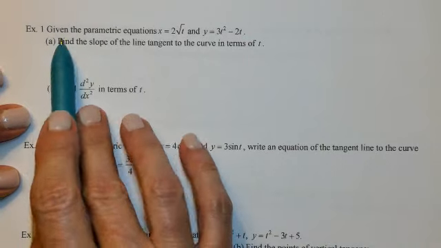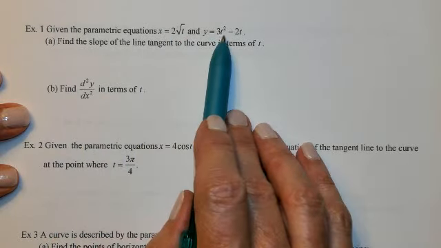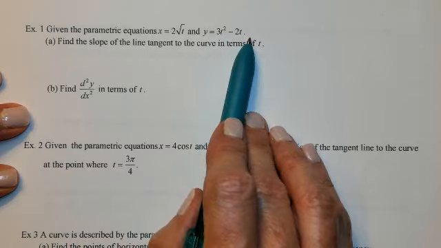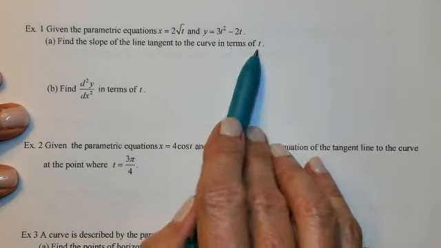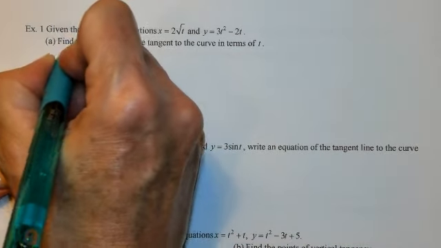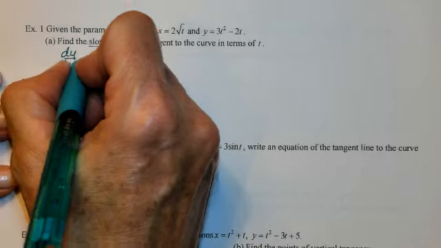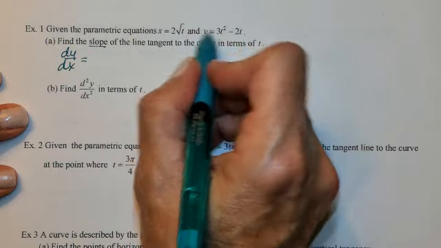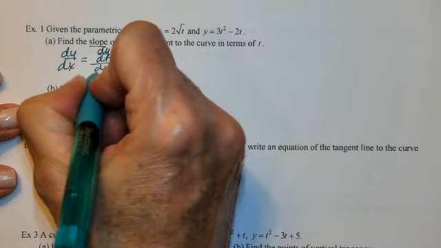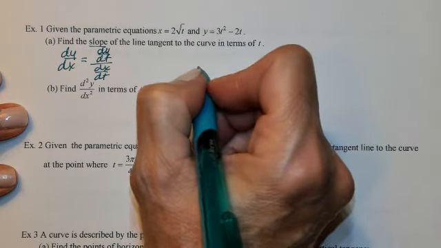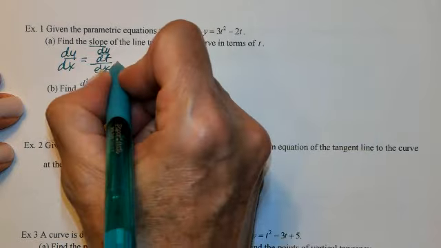All right, let's say we're given the parametric equations. X is 2 square root of t, y is 3t squared minus 2t. Part A, find the slope of the line tangent to the curve in terms of t. So slope is always dy/dx, always. When we're in parametric mode, that means dy/dt divided by dx/dt. Good old Leibniz's notation makes it all look so right algebraically.